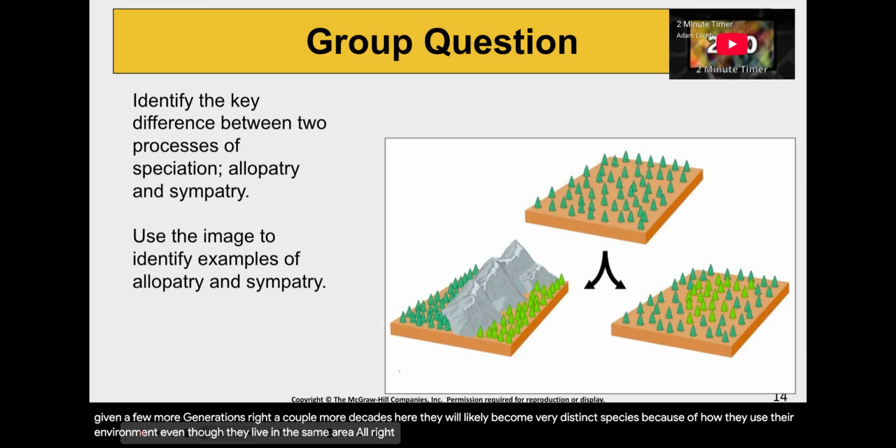All right, I've done a lot of talking, so I wanted to step back and just give us a quick example problem here. I want you to tell me what is allopatric and sympatric speciation?